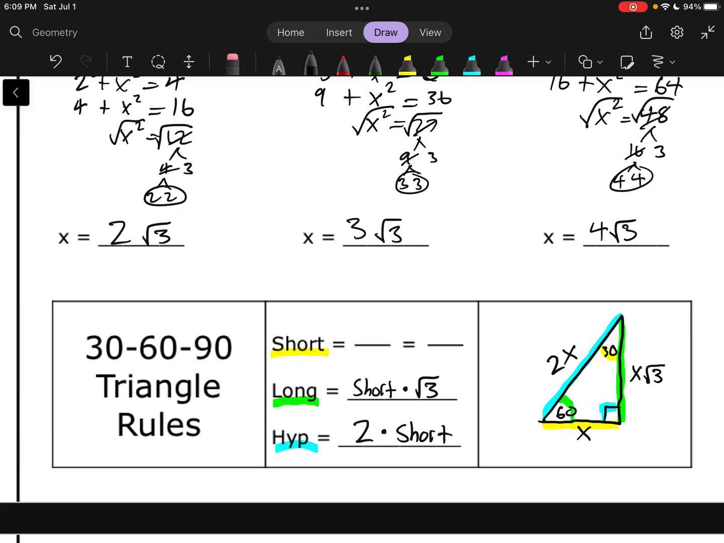Now, those ones are easy to do if you know what the short leg is. But maybe you don't know what the short leg is. If you don't know what the short leg is, then you can do two things. You could take the long leg and divide by root 3, or you could do the hypotenuse and divide by 2. Okay? So those are all the different things you could do to find the short leg. You can do the long leg divided by root 3, or you could do the hypotenuse divided by 2.